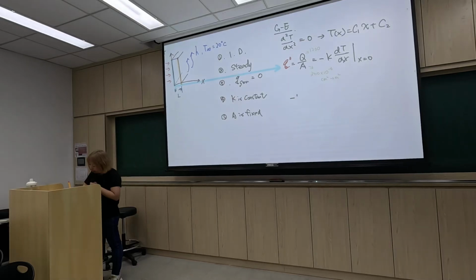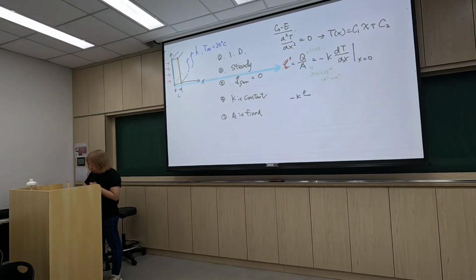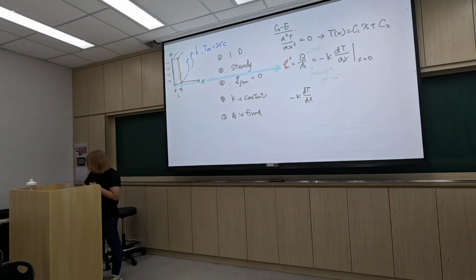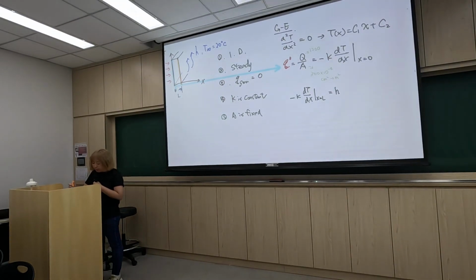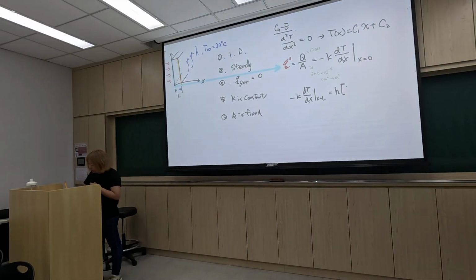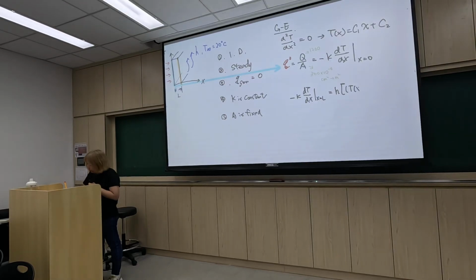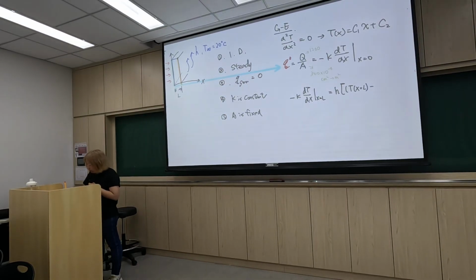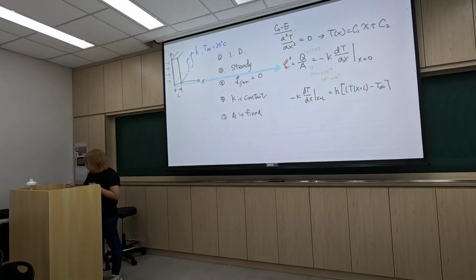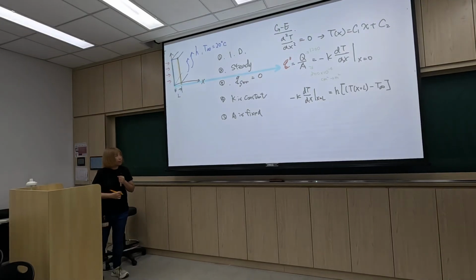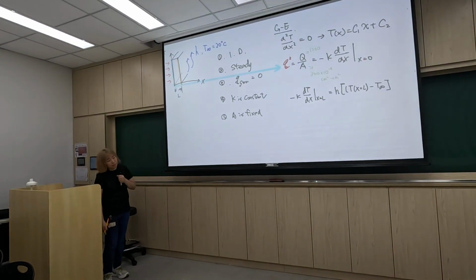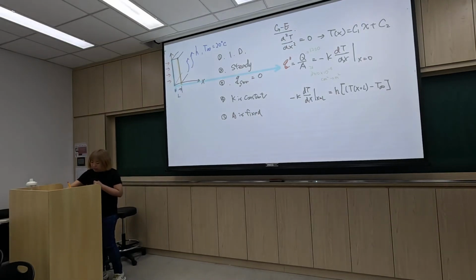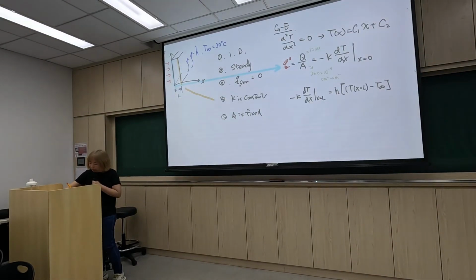So the left-hand side conduction at x equals L will become h times T at L minus the environment temperature. Okay. This will be the right-hand side.